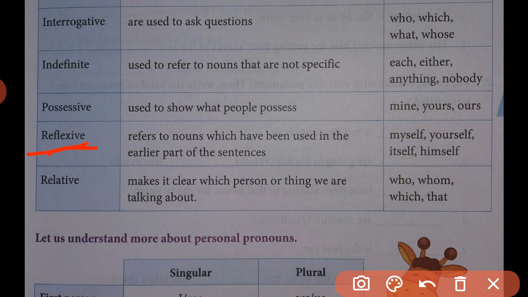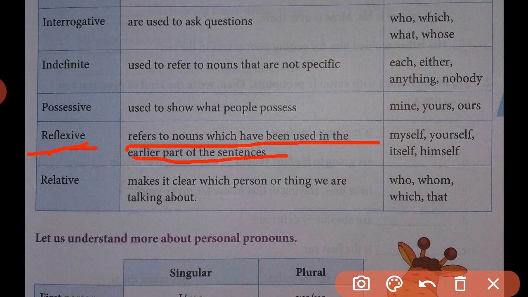So when we read this word reflexive, we get a hint of what reflexive means: a reflection. So it is reflexive. According to the table, in the definition, a reflexive pronoun refers to a noun which has been used in the earlier part of the sentence.